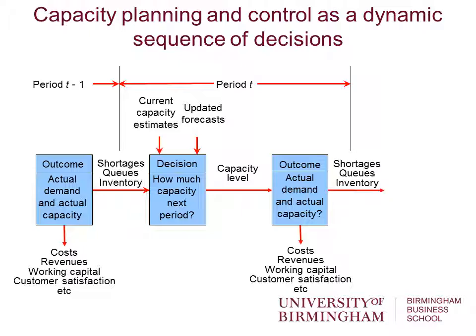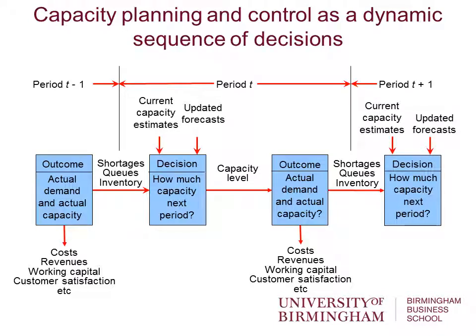And we will either have shortages and queues or excess inventory. And then next time period, we can make a new decision. What's our new capacity estimate? What's our updated forecast? And we can make a decision about how much capacity we need for the next period.